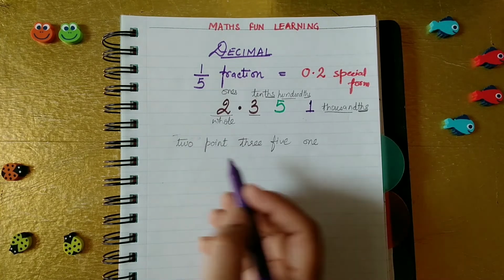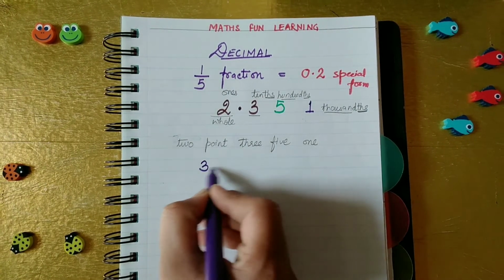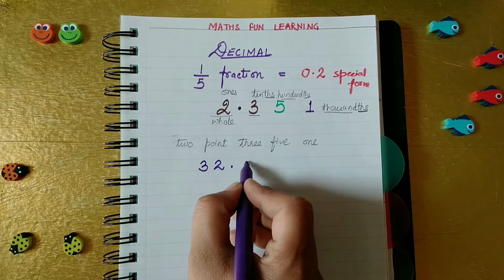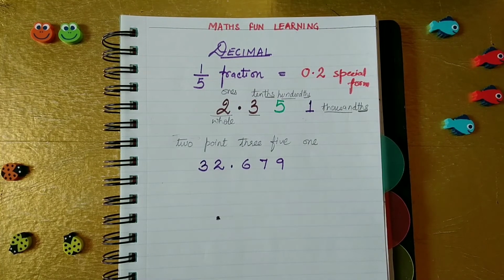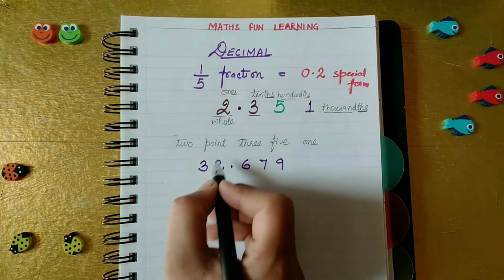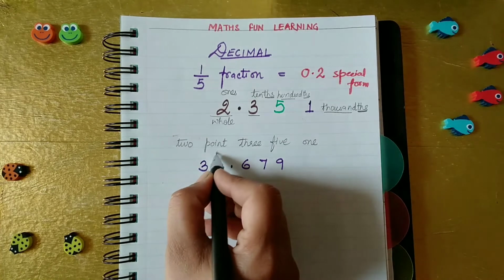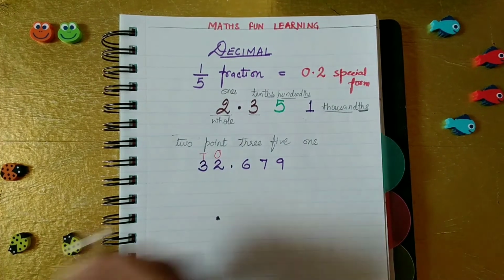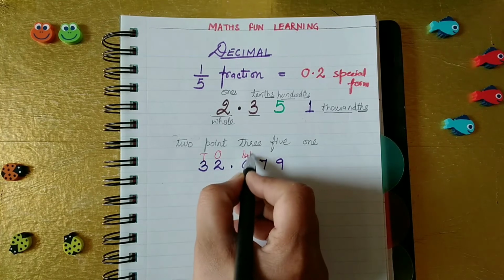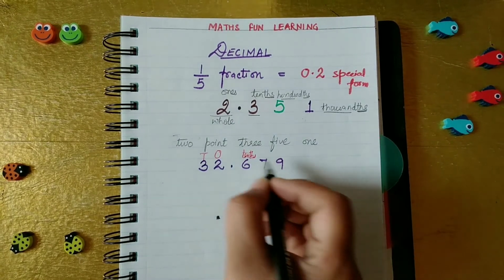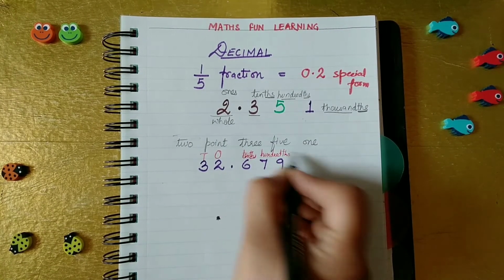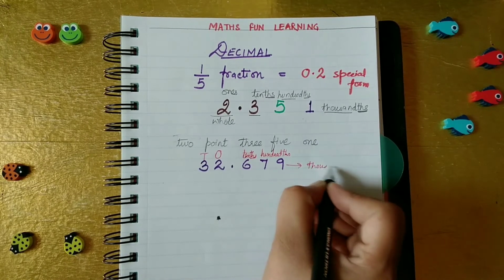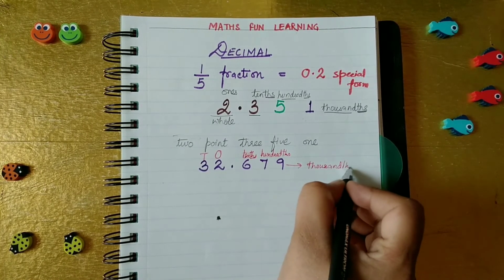Now let's take another decimal. Suppose 32.679. Let's write the place names here. Not the number name, let's write the place names. This is ones, tens, decimal. This is tenths. The 7 is on the hundredths place, hundredths, THS, and 9 is thousandths. Spelling of thousand, then you have to put THS.